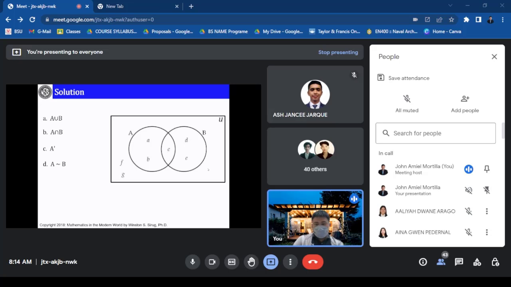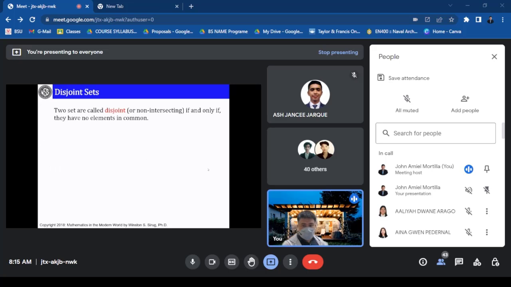So, A union B. So, A, B, C, D, E. A intersection B is A, C. So, letter C is D, E, F, G. A and B. And A, B, D, and E. So, lahat ng answer nyo is tama.